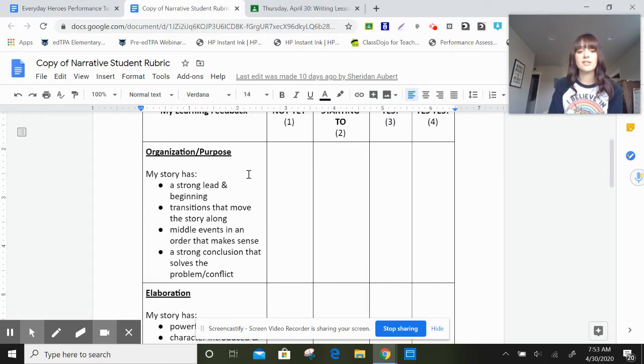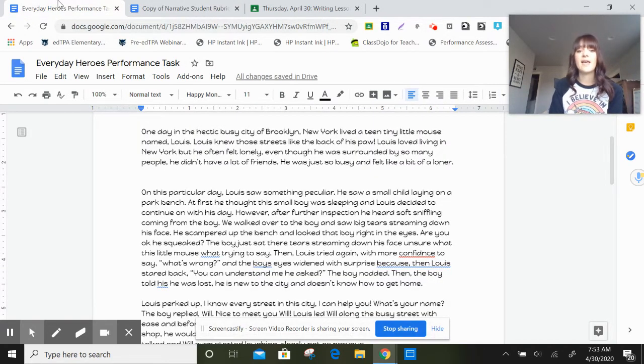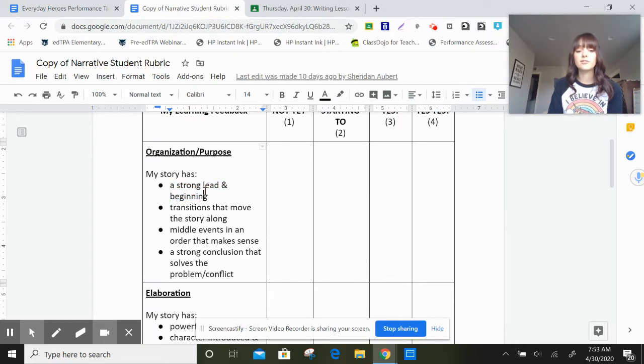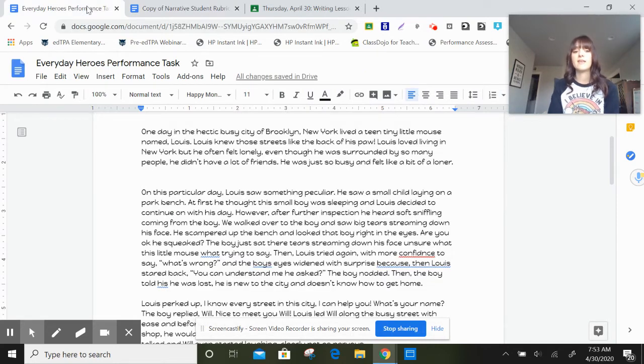Now let's go back to organization and purpose. Does it have a strong lead and beginning? Let's see. One day in the hectic, busy city of Brooklyn, New York, lived a teeny tiny mouse named Lewis. Okay, so we do have a strong lead and a beginning. Do we have transitions that move the story along? Transitions are things like next, therefore, finally.